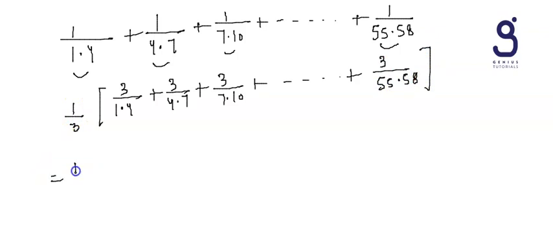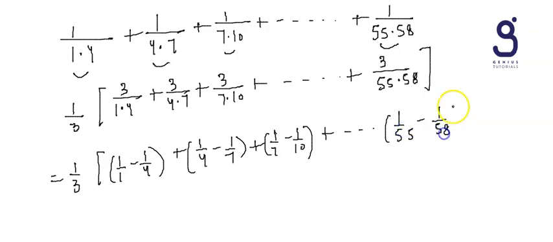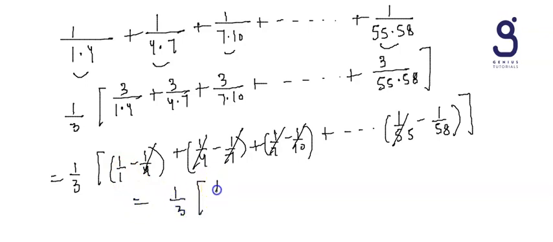We can rewrite it as 1 by 3, 1 by 1 minus 1 by 4 plus 1 by 4 minus 1 by 7, 1 by 7 minus 1 by 10, so on up to 1 by 55 minus 1 by 58. These terms will cancel out. Although I'm doing this just to explain, otherwise we can directly write it as the first term minus the last term. You'll get these two terms only, all other terms will cancel out.